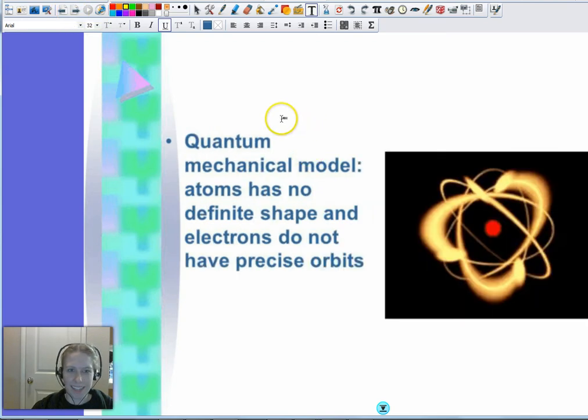Alright, the next one we have is the quantum mechanical model. This model believed that electrons had no definite shape and didn't have precise orbits. So they envision them just zipping around the nucleus in whatever fashion they want. And this is what we're going to fill in our fourth circle that you have.